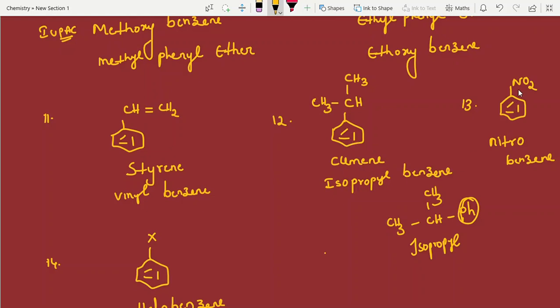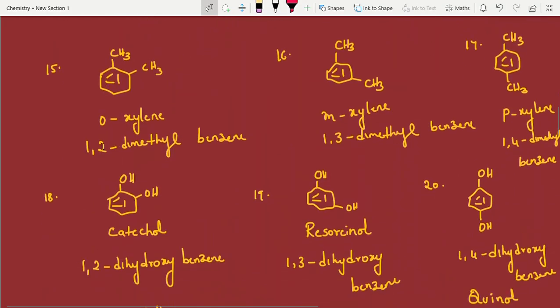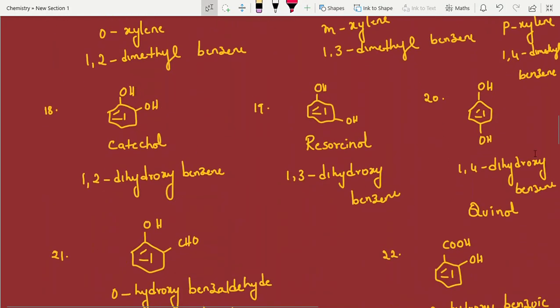And next one, NO2, nitrobenzene. Nitrobenzene is the IUPAC name and common name. Next one, halobenzene. X is nothing but halogen. Here chlorine means chlorobenzene, bromine means bromobenzene, iodine means iodobenzene. Now next one. Only one methyl group, we call it methylbenzene.